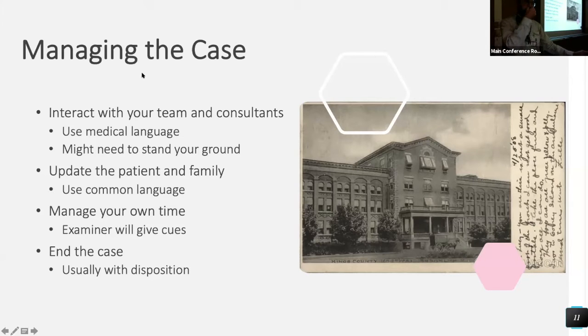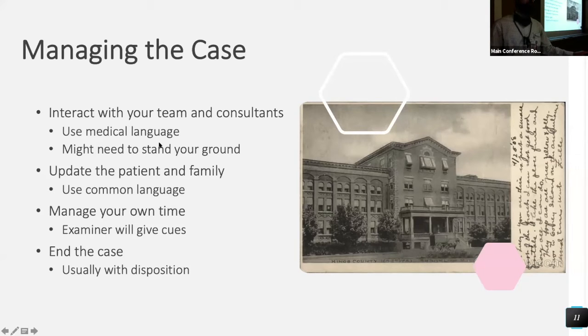But when you're talking to the examiner as a patient and the family, you need to go back and update the patient. What did I find? This is why I want to admit you. Here are your discharge instructions. And you want to use common language, just like in real life. They want to know you can communicate what you found in a way that will be safe for the patient and the family to understand.